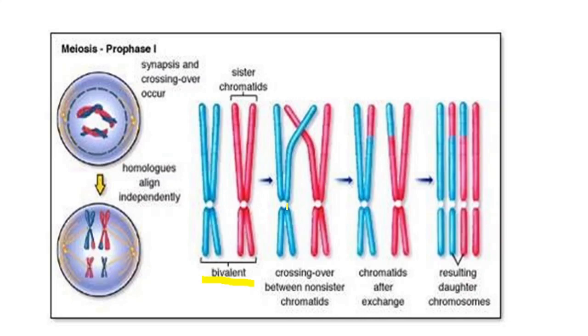Then after which it is followed by synapse formation, exchange, crossing over between non-sister chromatids. So here you can see how the exchange has taken place between this and between this. After exchange, then resulting daughter chromosomes. So you can see these will be the daughter chromosomes later. So this is prophase 1.